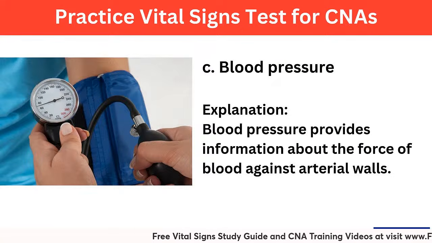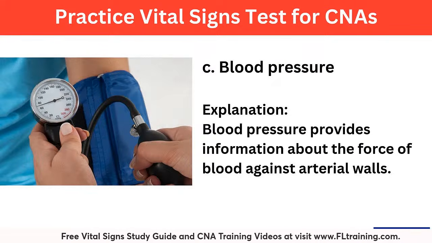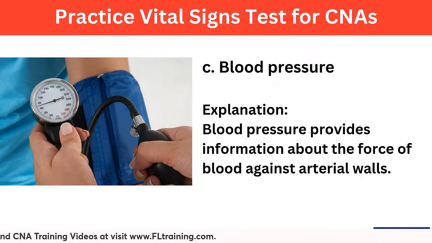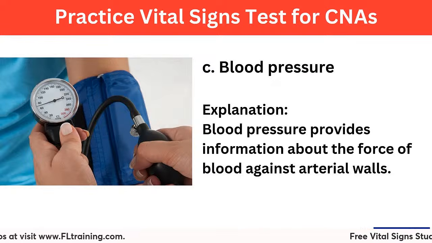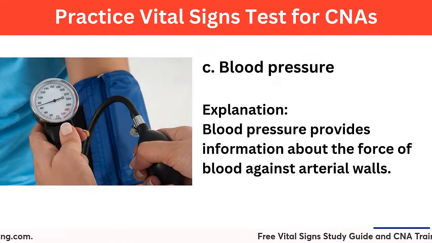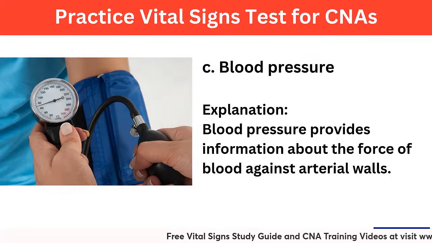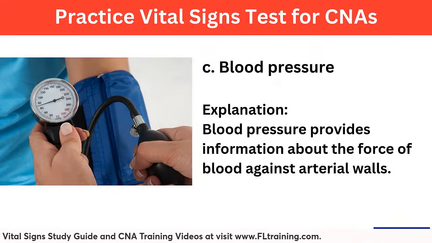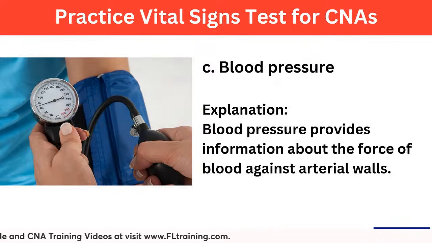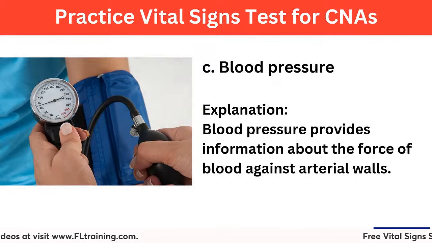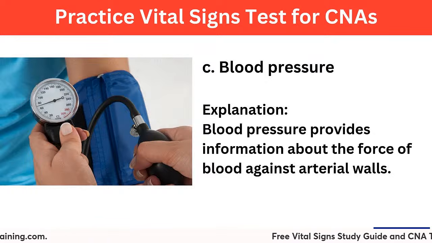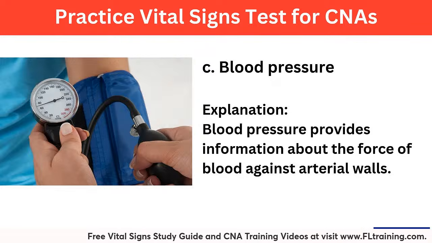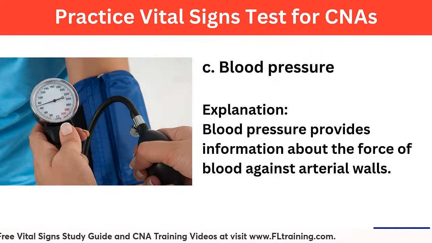If you chose C, blood pressure, you're absolutely correct. So the blood pressure provides information about the force of the blood against the arterial walls. So again, systolic is when we're forcing the blood out of the heart. That's the contraction. And then diastolic is when the heart rests. So we need those two numbers to determine if the heart is working harder than it should be. So when someone has hypertension, that means the heart has to work excessively in order to get the blood out of the heart and then to receive blood back into the heart.